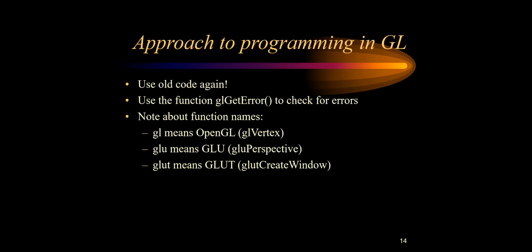So now let's see what all the approaches to programming in GL, in the graphics library, are. Here the first thing is we have to use the old code again. As you are a beginner to this graphics library, you are going to write the programs. But if you are a software developer learning graphics programming, there is no need to recreate your code. You can use the old code, and you can use the function called glGetError.